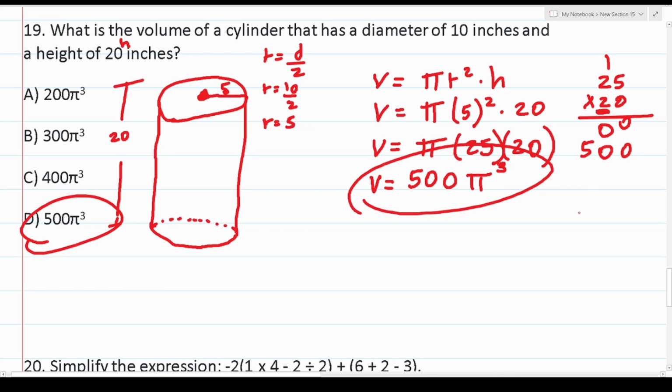Get on that reference sheet. I included the formula to find the volume of a cylinder. You absolutely need to know that for the ASVAB.